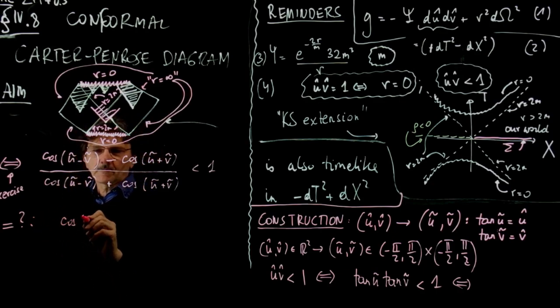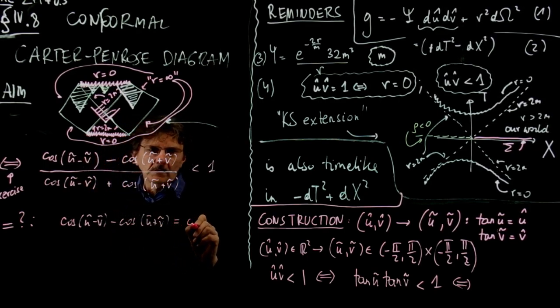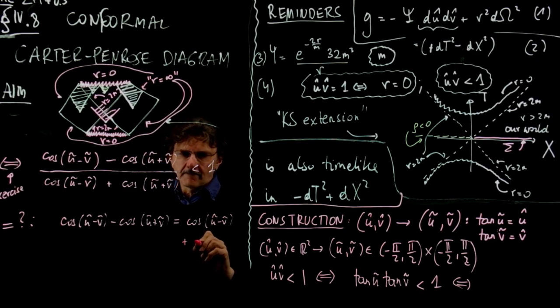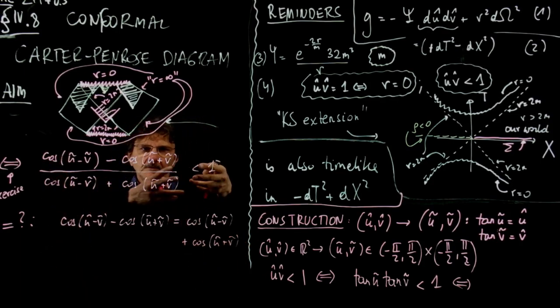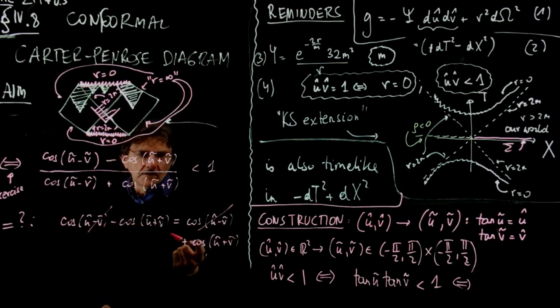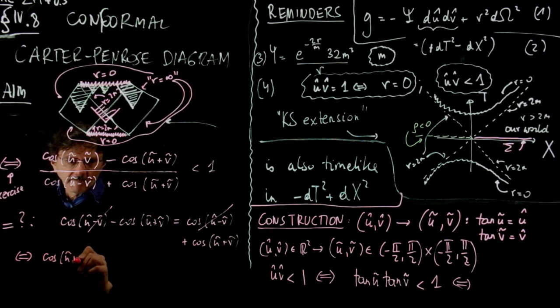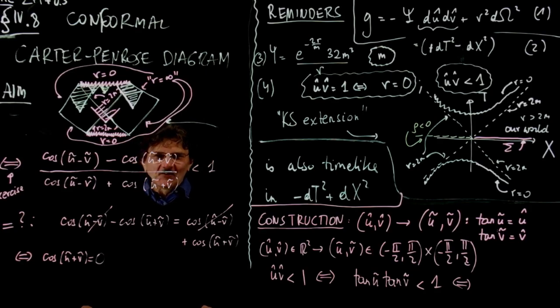Then you will get that cos u hat minus v hat minus cos u hat plus v hat, it's all tildes, is equal to cos u hat minus v hat plus cos u hat plus v hat, right? If this is equal to 1, you multiply, and you're going to have this equation. This cancels out. This is twice the same. You get that cos u hat plus v hat is equal to 0. And, difficult equation to solve. Need help?